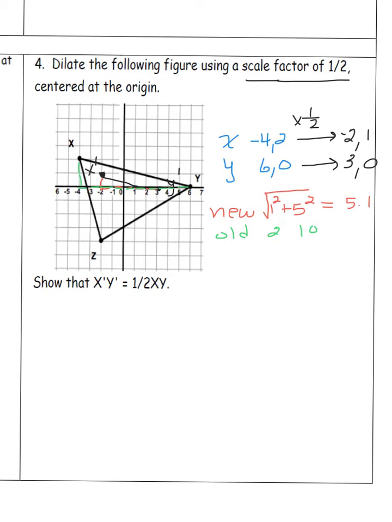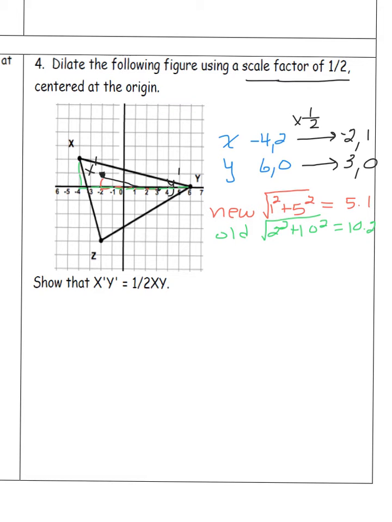I'm going to do the same thing for my old, which would be 2 squared plus 10 squared, and that's 104. And now I'm going to square root 104. And when I do, I'm getting 10.2. And we're about done. Now where it says show at the bottom, I'm just going to plug in my information.